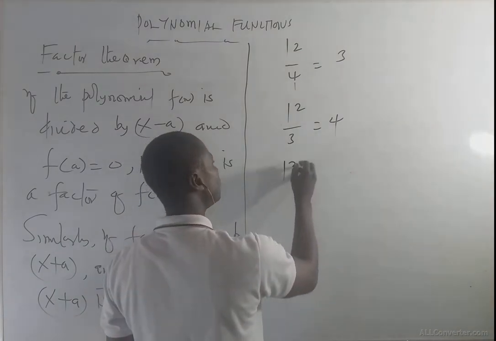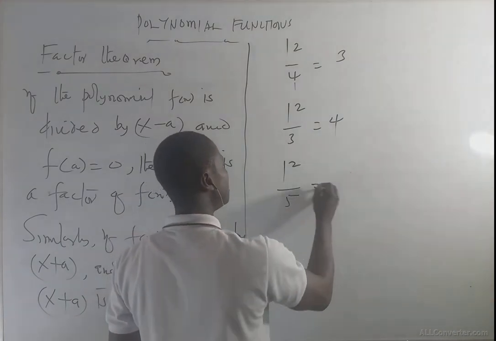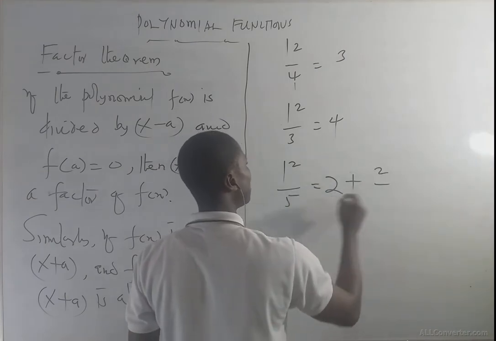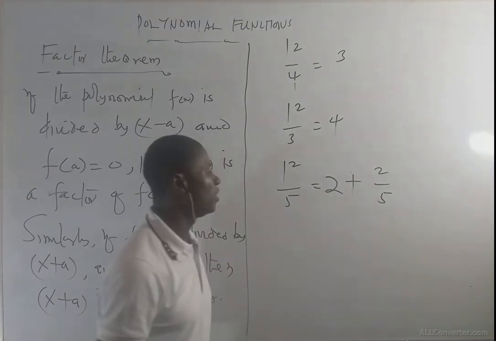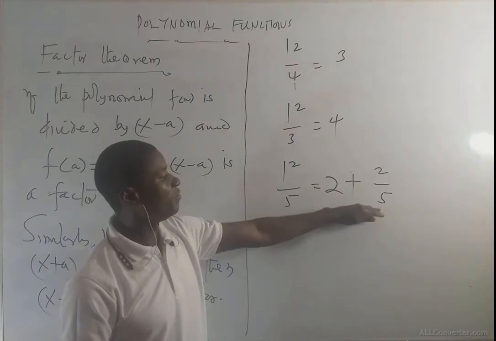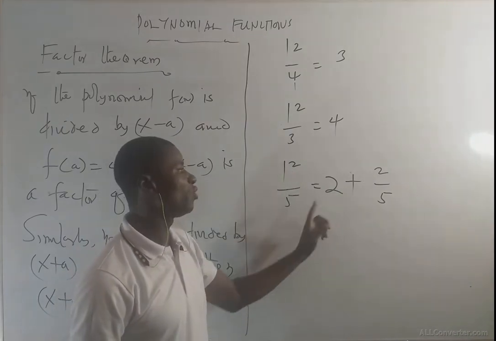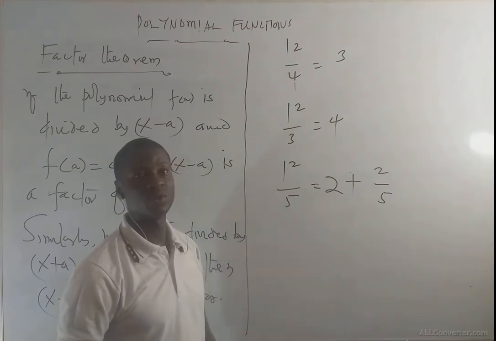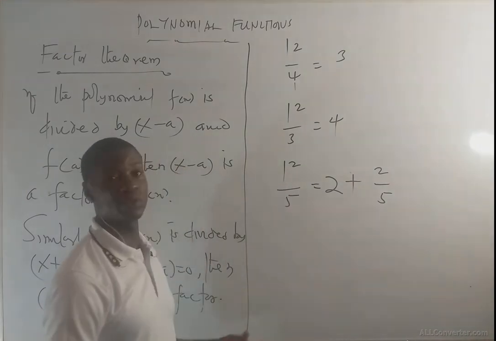But when we divide 12 by 5, this 5 goes in here 2 times, plus the remainder is 2 over the divisor again. When you simplify the right hand side, you will still get this. Now, because there is a remainder, it means that 5 is not a factor of 12. That's what we are talking about here. So that's the factor theorem.